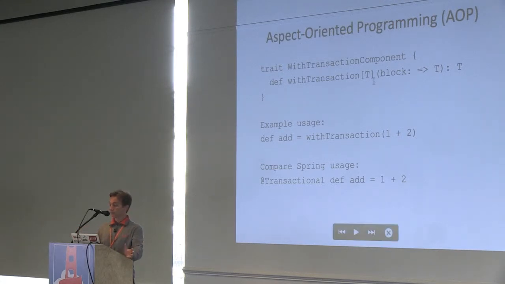If you were testing this, you would obviously want to make, say, a with no transaction component, for example. If you just want to make sure the 1 plus 2 gives you 3, you don't care that it's in a transaction. So you can mix in a with no transaction component into this, so that this actually doesn't do anything in your test.